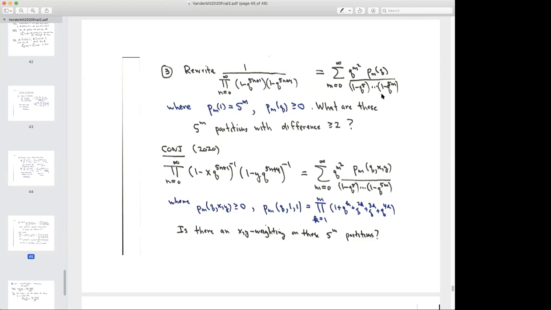Don't know how to do that. In particular, it looks like this is true. It'd be an XY version of Rogers-Ramanujan. Weight all the 1 mod 5s by x's and the 4 mod 5s by y's. I think that there is a positive polynomial here in q, x, and y that makes this true. So there should be some xy weighting on these 5 to the m partitions of 1 and 4 that gives this polynomial. Trouble is, this polynomial is not unique. I started finding these polynomials. You can find them.